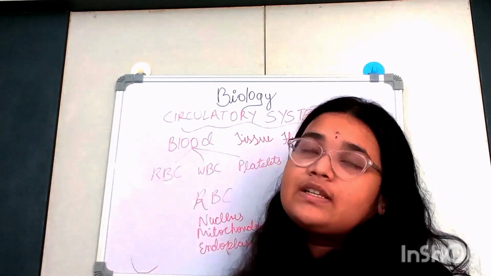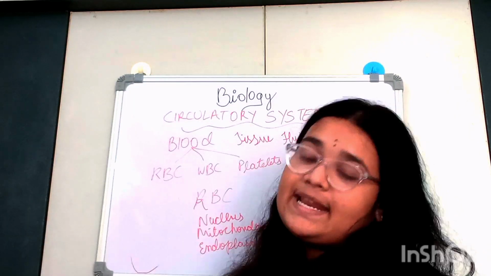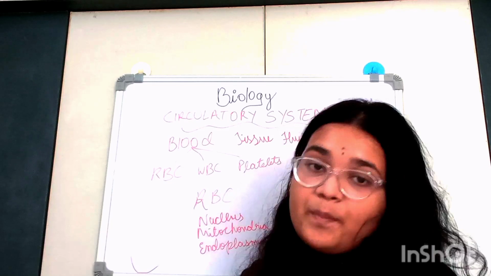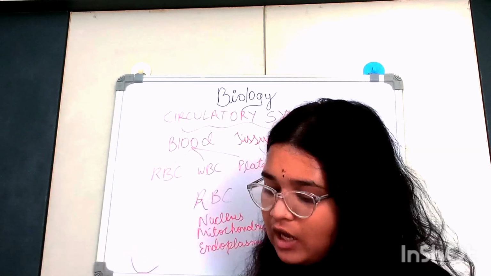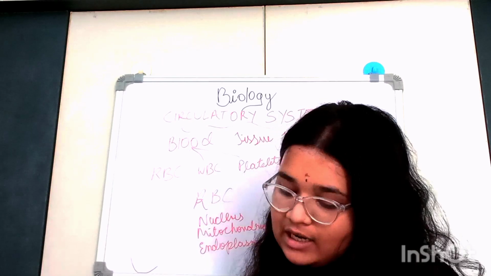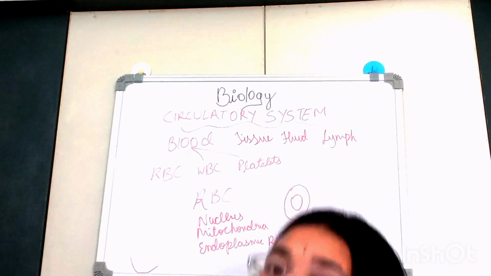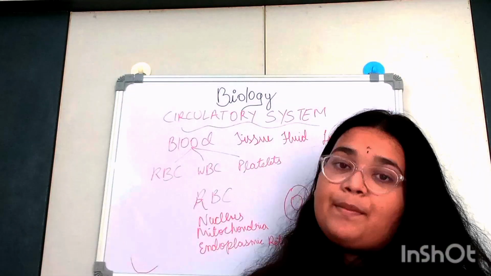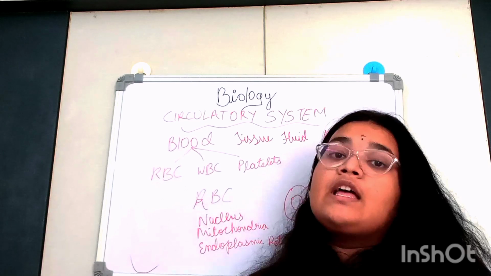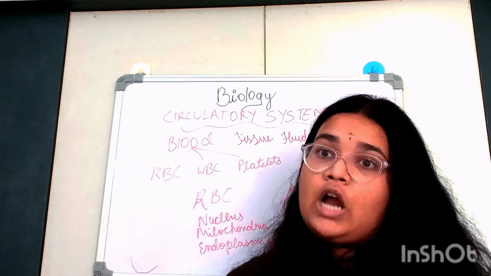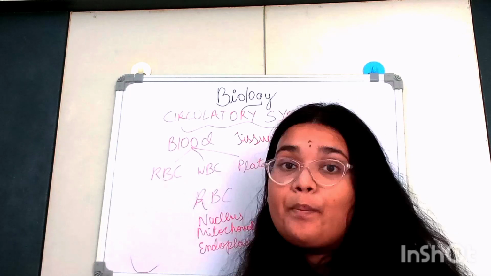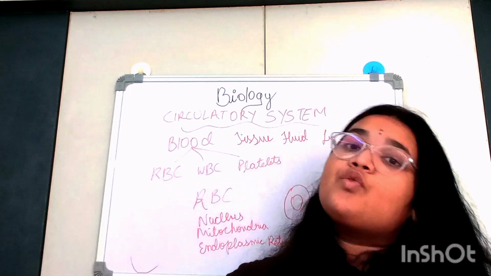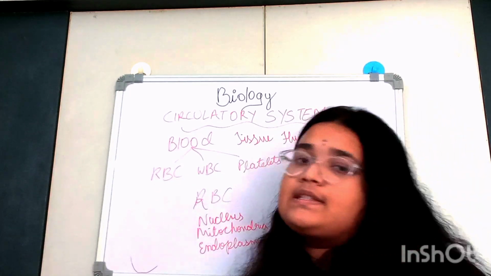So when hemoglobin carries oxygen, it forms a complex compound called oxyhemoglobin. And when it is carrying carbon dioxide to the heart, at that time it forms another complex compound called carbaminohemoglobin. It forms a compound with carbon dioxide.